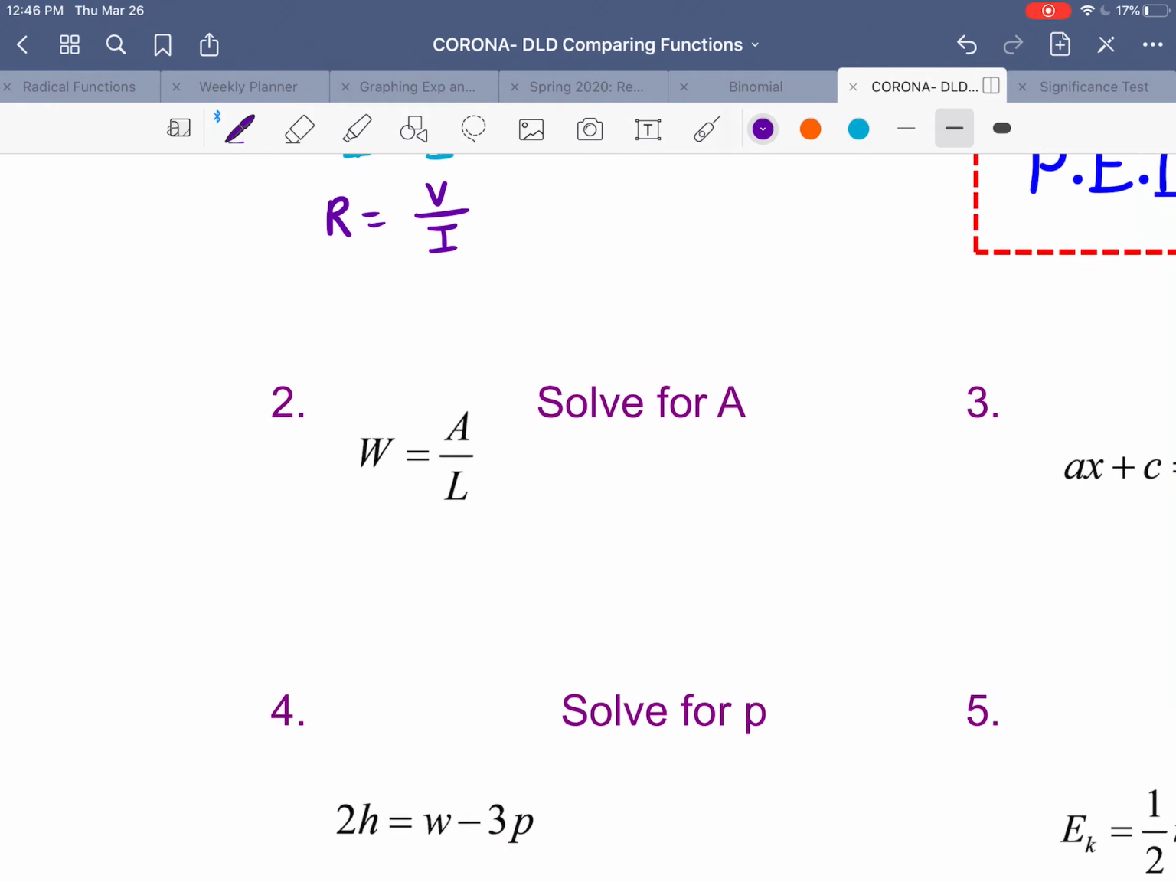Second one, next we're going to be solving for A. So we want just A equals something. In order to do that, we have to get the L out of the denominator. To get L out of the denominator, we're going to multiply by L on both sides. When we do that, this simplifies to 1, so we're left with A equals L times W.